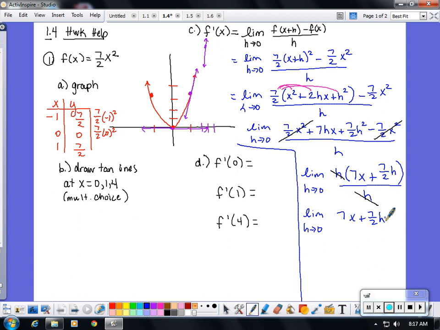So this is the easy part. Once you get that h gone, now all we're going to do is take that 0, plug it in for h, and that term's going to disappear. So when you do the limit, you also drop that limit term out front. That's gone, so we're left with 7x. 7x gives you a formula for the slope for the rest of your question. So moving on to D, you're going to plug in 0 to the slope. 7 times 0 is 0. Plug in 1, 7 times 1 is 7. And plug in 4, 7 times 4 is 28.